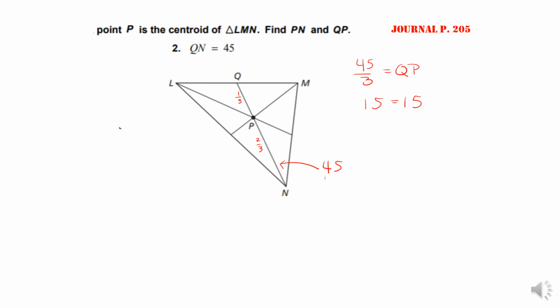Okay, or you could say 45 times 2/3 equals PN. 3 goes into 45 15 times, so 30 equals PN. Then you could double check by adding the two, and they do add up to 45. So there you go.